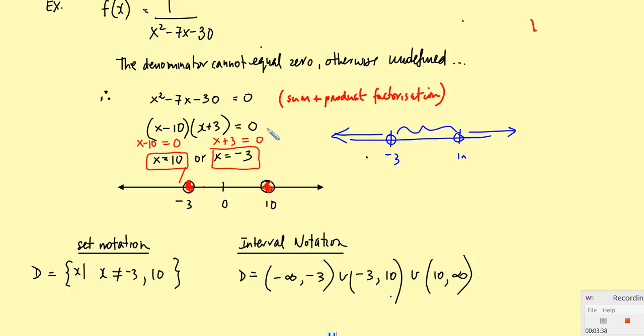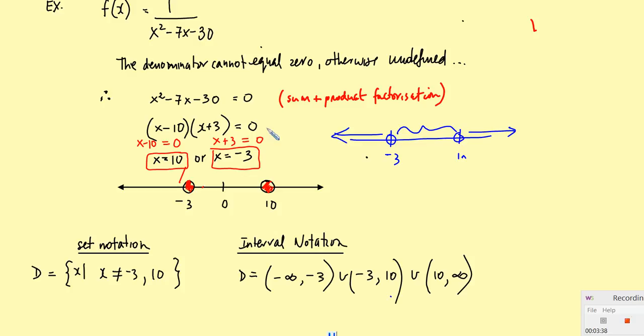where I know that x is not allowed to be, where my denominator goes to undefined. So in set notation, I will write it as x such that x is not allowed to be equal to negative 3, and it's not allowed to be equal to 10. If I write that in interval notation, it will go from negative infinity to negative 3 included.